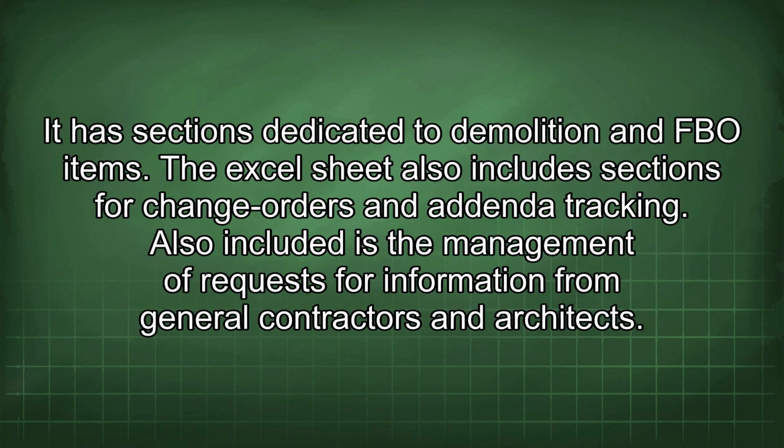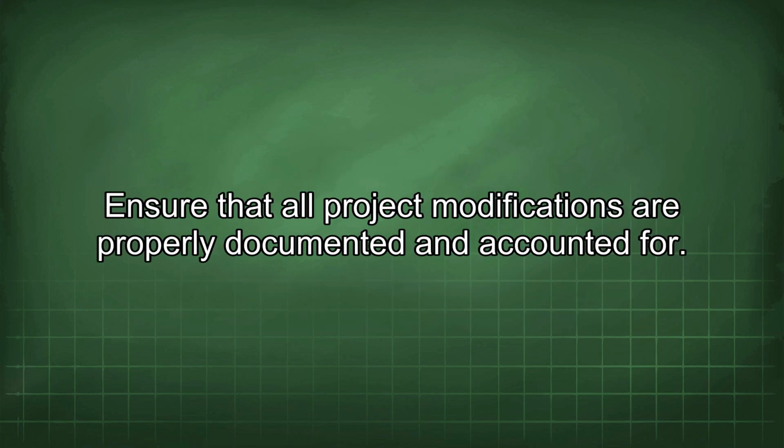It has sections dedicated to demolition and FBO items. The Excel sheet also includes sections for change orders and addenda tracking. Also included is the management of requests for information from general contractors and architects. Ensure that all project modifications are properly documented and accounted for.